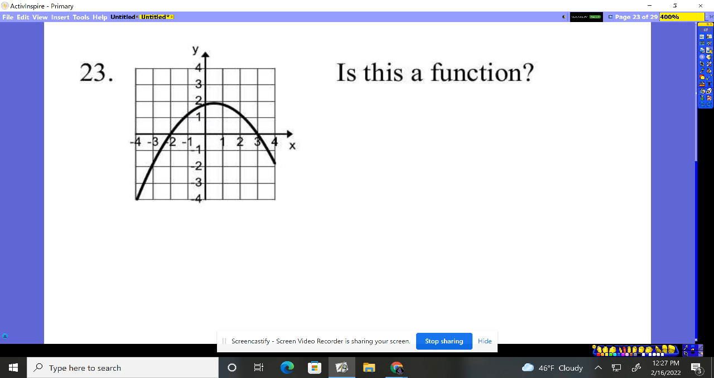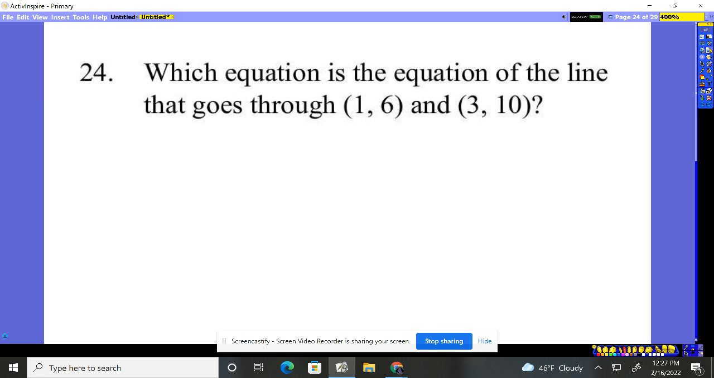The next one, 23. Is this a function? To be a function, for every x, there can only be one y. Well, when x is 2, there's a y value there. When it's 1, there's only one solution there. When it's 3, there's only one solution. We usually use that vertical line test. As long as it only touches in one spot when we draw the vertical line, it is a function. So the answer here is yes, this is a function. For every x, there is only one y value that goes with it.